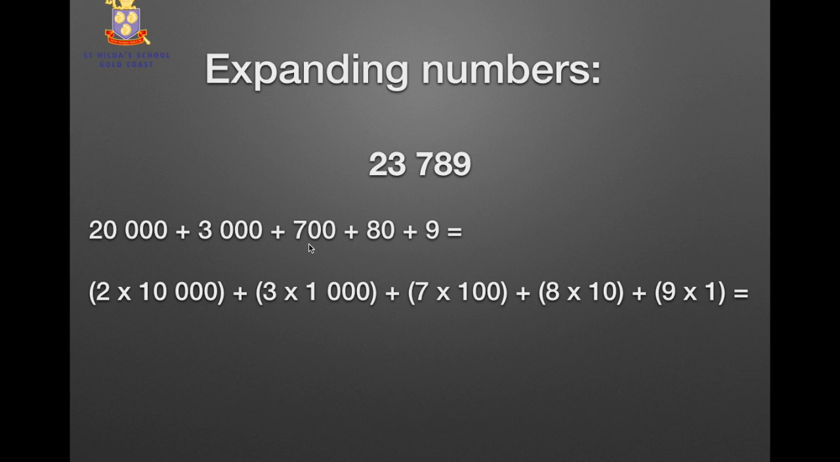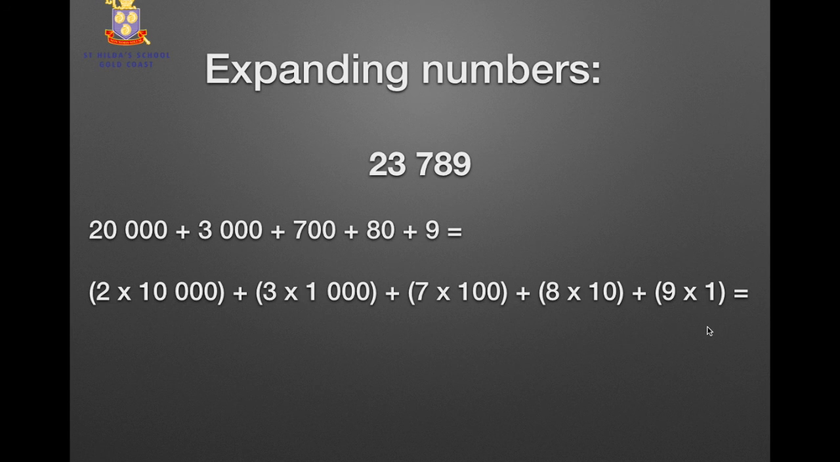7 times 100 is 700. Close the bracket, addition, open the brackets. 8 lots of 10, 8 times 10, which equals 80. Close the bracket. Add, open the brackets, 9 times 1, because the 9 is just worth 9 ones. Just remember that you need to have the brackets around each of these because you're multiplying inside of them, then adding, then multiplying inside here, adding, and so on.